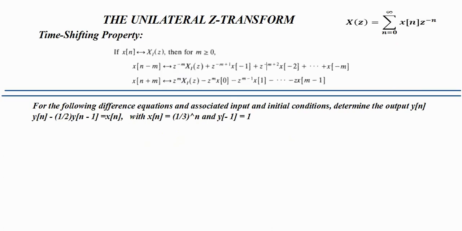Now we will see problems related to this unilateral z transform. This unilateral z transform is mainly used to solve problems with initial conditions. When there is a difference equation with initial condition, always we need to use the unilateral z transform. Then only we can substitute the values. So here you can see that a signal is given: y of n minus 1 by 2 y of n minus 1 is equal to x of n, and the input x of n is given as 1 by 3 whole raised to n, and the initial condition is also given, y of minus 1 is equal to 1.